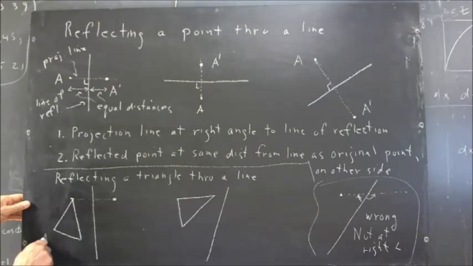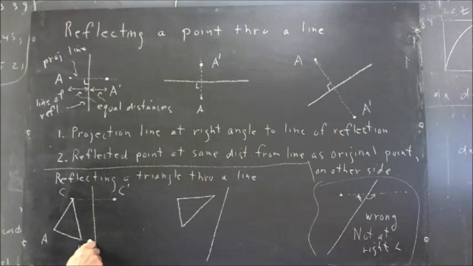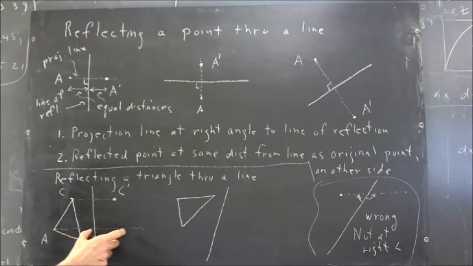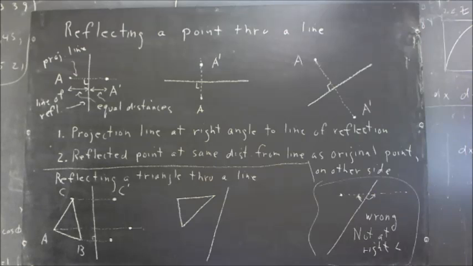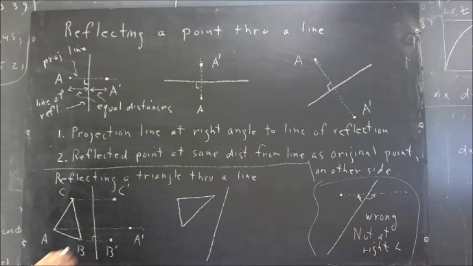Okay, so let's just label these points A, B, C. So we could label this vertex C prime. We could reflect B. Okay, again, right angle, equal distances. And we could reflect A. Now the distance is here, the distance should be here, so the point should maybe be here. So each of these 3 points has been reflected. Now we have points A prime, B prime, and C prime.